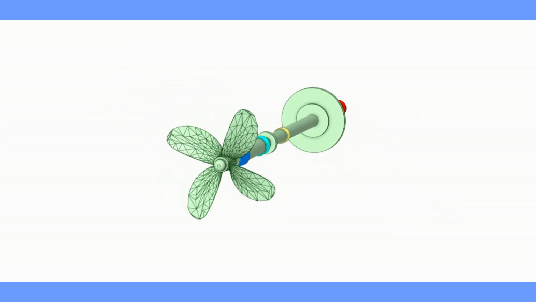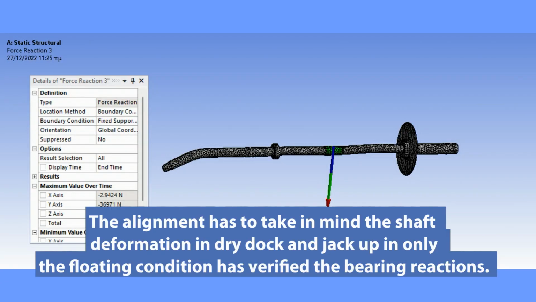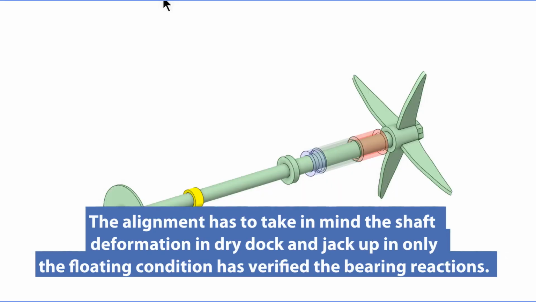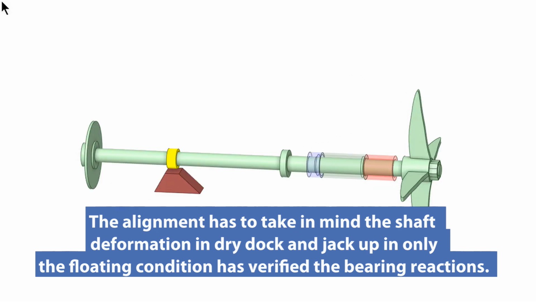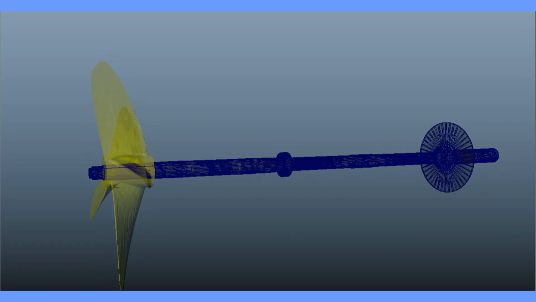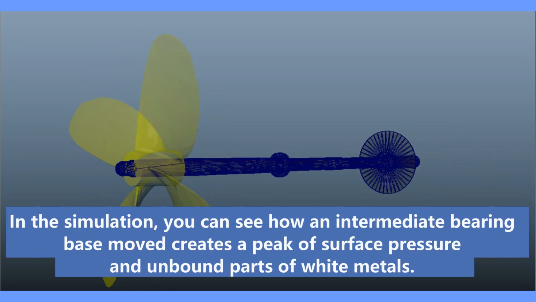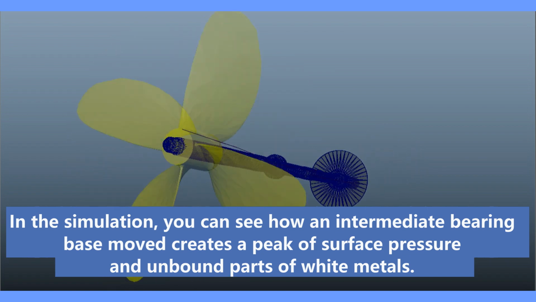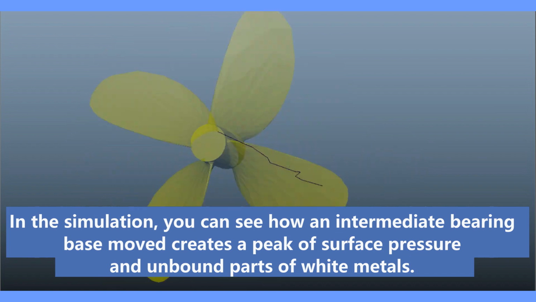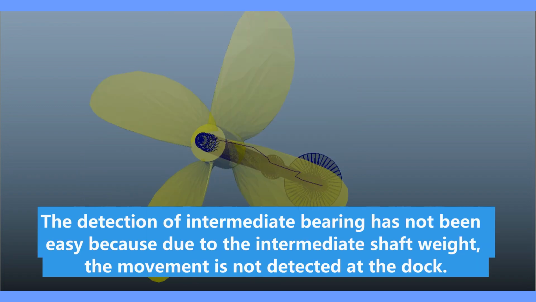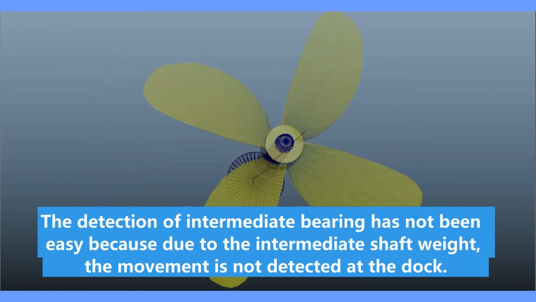In the simulation, you can see how an intermediate bearing base moved creates a peak of surface pressure and unbound parts of white metals. The detection of intermediate bearing movement has not been easy because, due to the intermediate shaft weight, the movement is not detected at the dock. The strain gauge method is the most reliable one to give the exact shafting position both up down and port to STBD. The jack-up test not only at vertical direction.